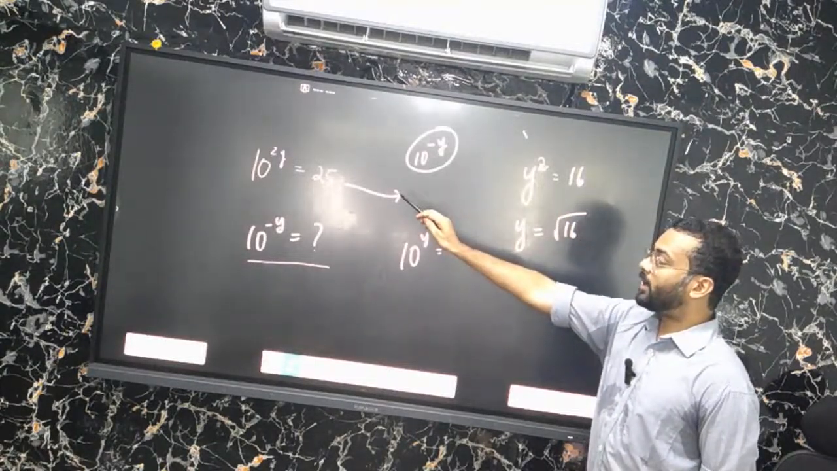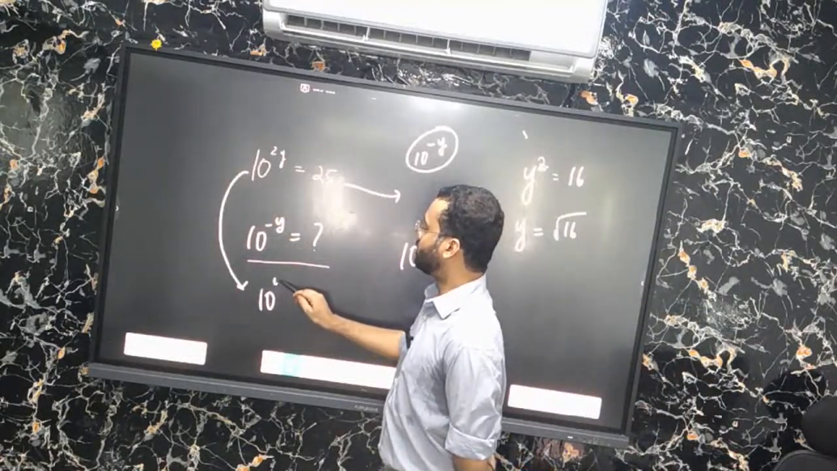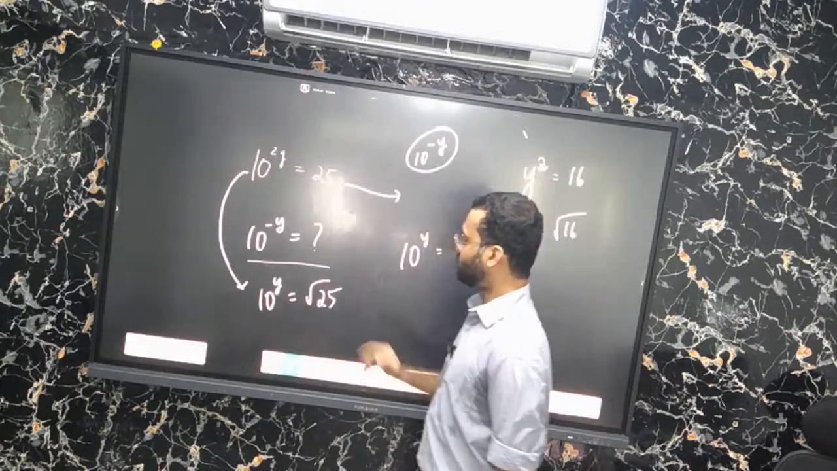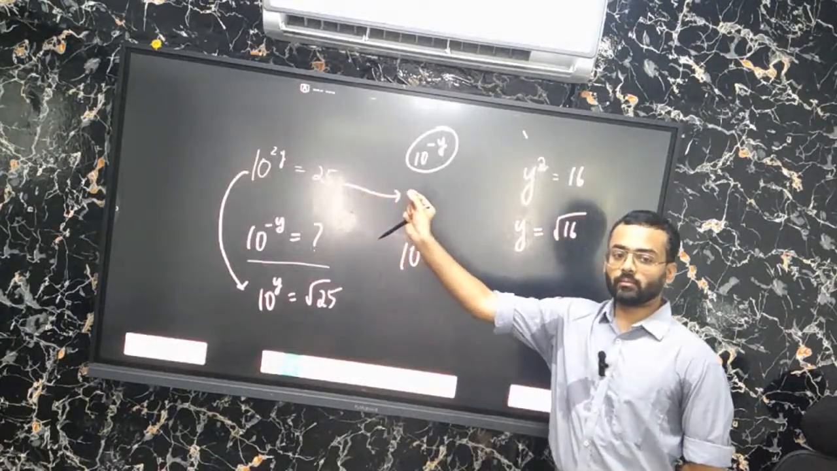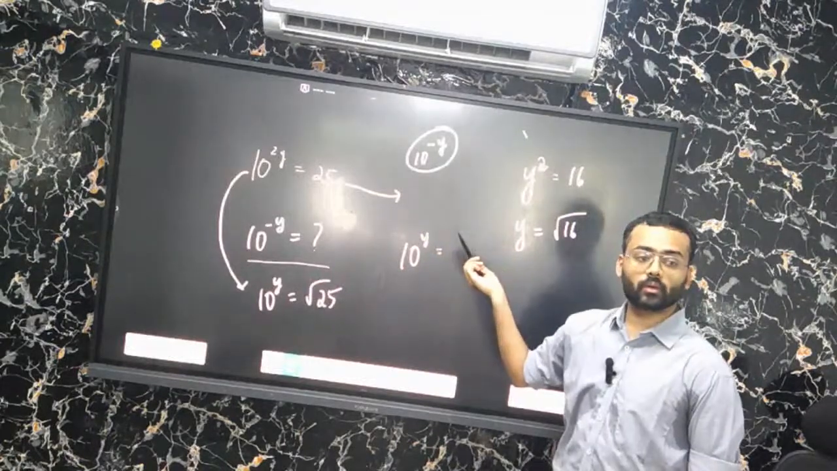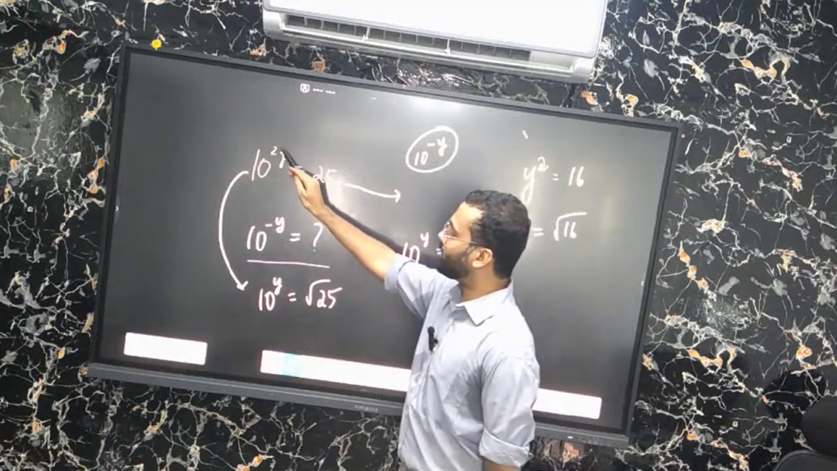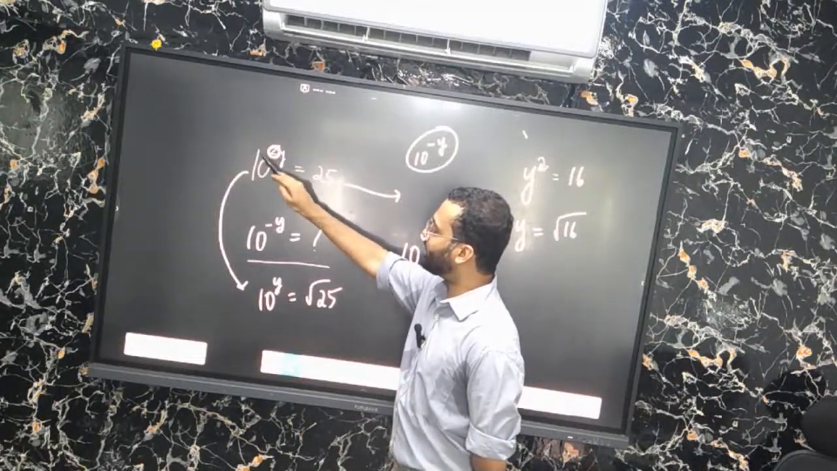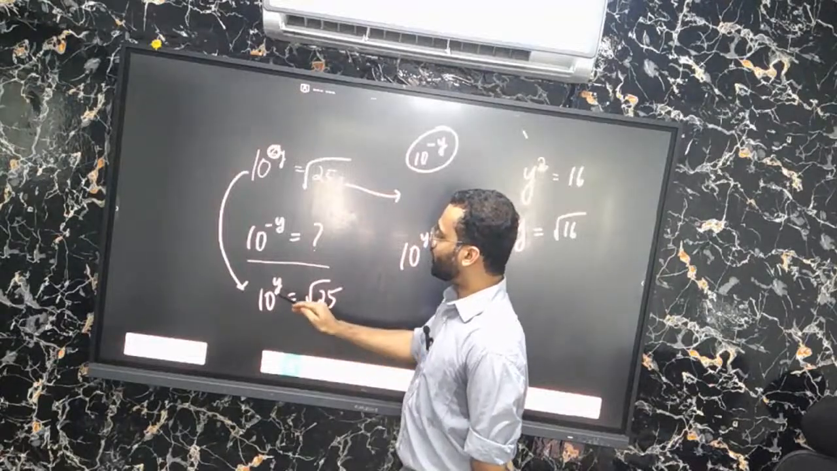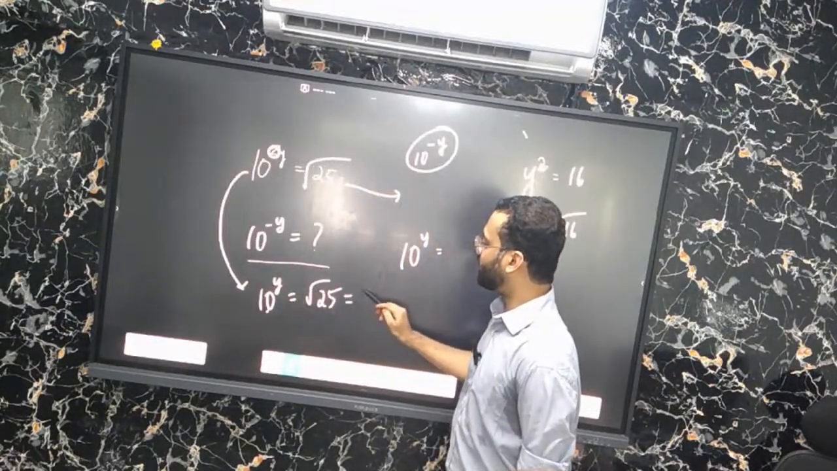So 10 power y whole square is 25, and 10 power y is equal to root of 25. The square is coming to the right hand side and becoming a root. That's all that is happening. The first step you should always write over here. So I'm left with 10 power y equal to root of 25, that is nothing but 5.